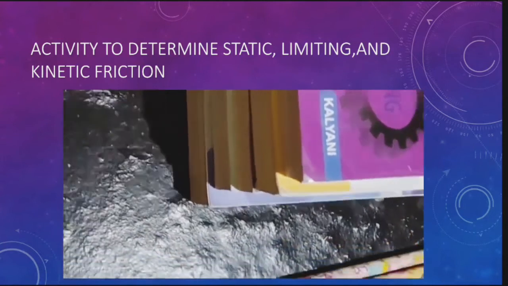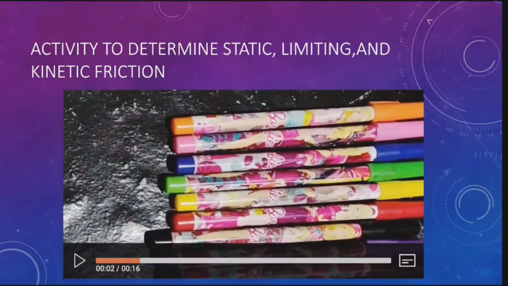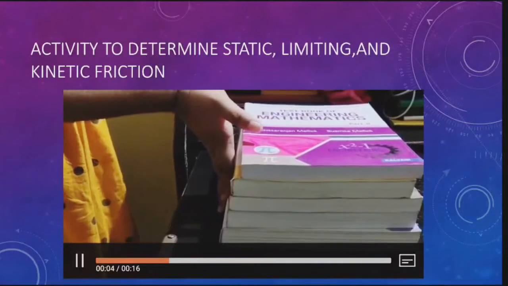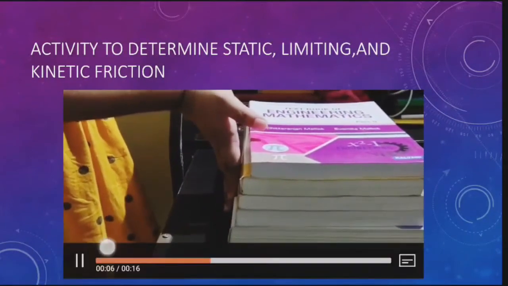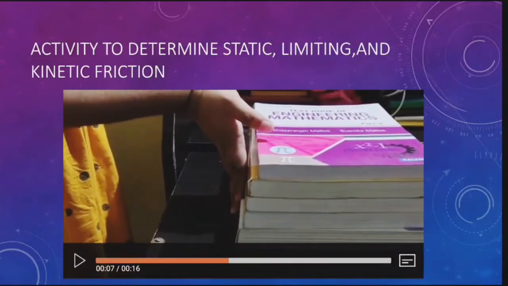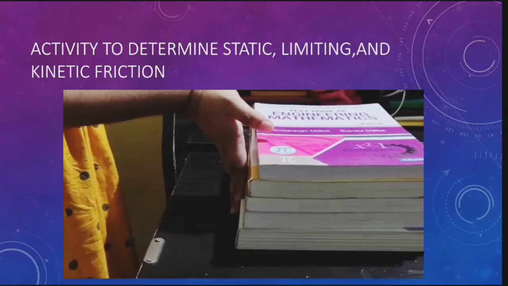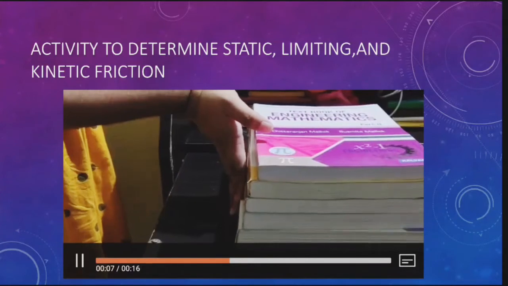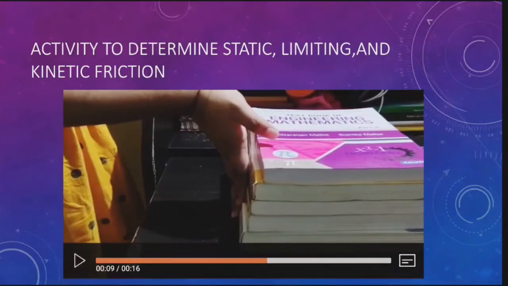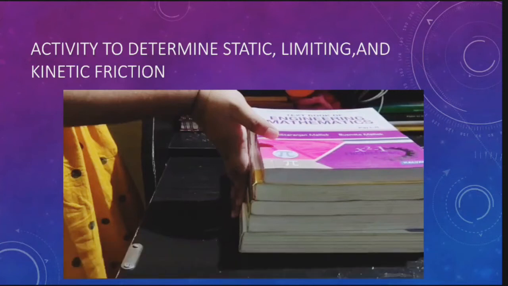For example, I have a bundle of books here with me and I want to push them. As you can see, pushing them initially was a little bit harder. This indicates static friction here. And the moment when I start pushing them and they are in motion, it becomes easier for me to push them. This indicates limiting friction.